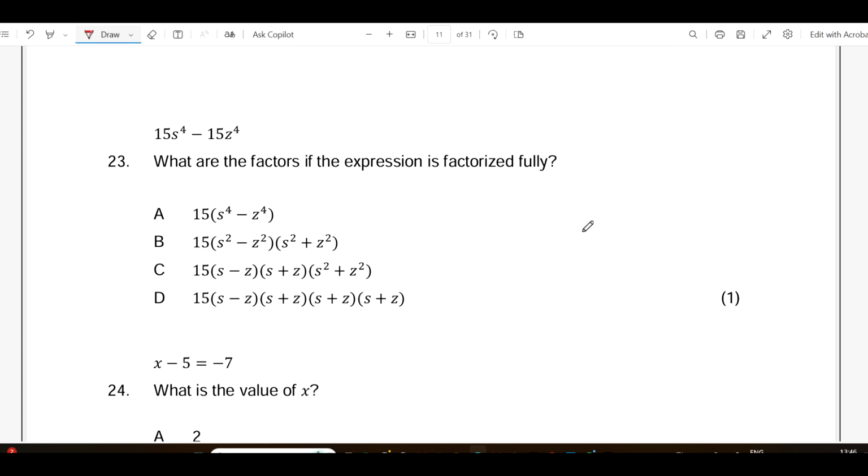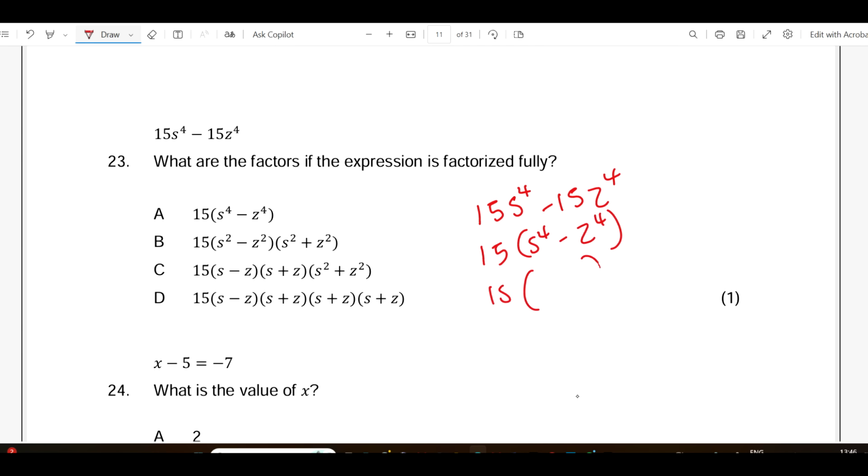What are the factors if the expression is factorized fully? So let's factorize. We have 15s^4 minus 15z^4. The common factor is going to be 15. Then I have s^4 minus z^4.